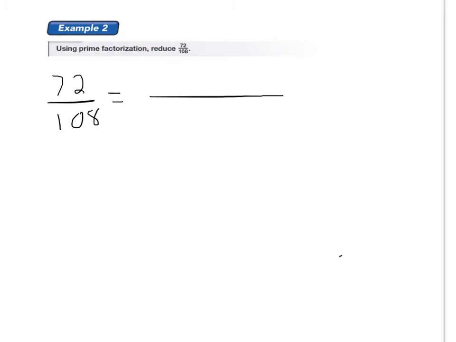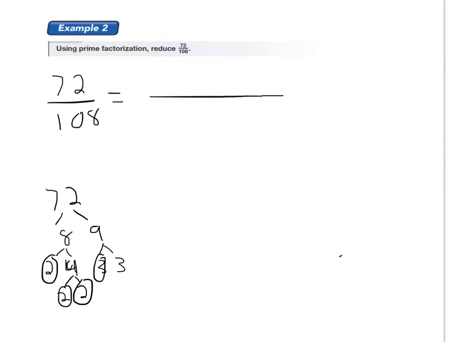Okay, so prime factorization is just when you use a factor tree or downward division to break down a number. So I'm going to break down 72. Oh, let's go ahead and use a factor tree for 72. Well, I know that's 8 times 9. Neither one of those is prime. 8 breaks down into 2 times 4. 2 is prime, but 4 is not. Okay, 4 breaks down into 2 times 2. And those are both prime. And we also know 9 breaks down into 3 and 3, which are both prime.